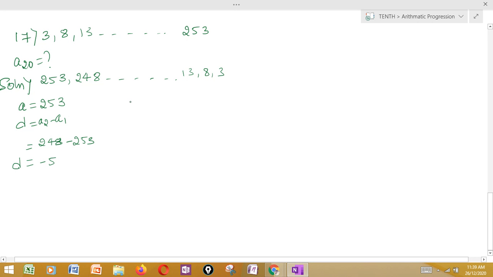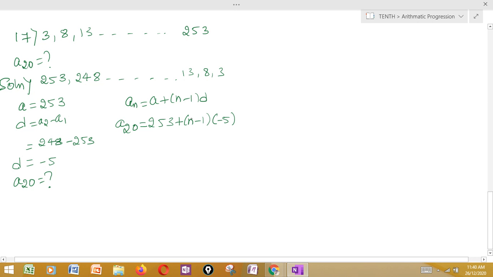Okay, now what is your formula? An is equal to A plus n minus 1 into D. So I need to find A20, that is the question mark. Now in place of n, what do I have to write? A20 is equal to A, which is 253, plus n minus 1. What is n? I don't know, I need to find that. D is how much? Minus 5.